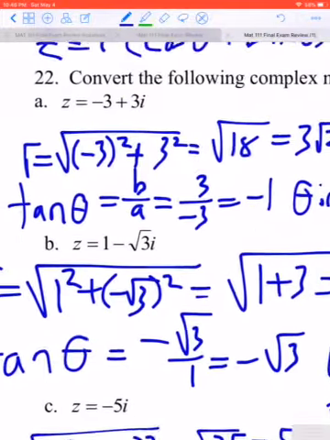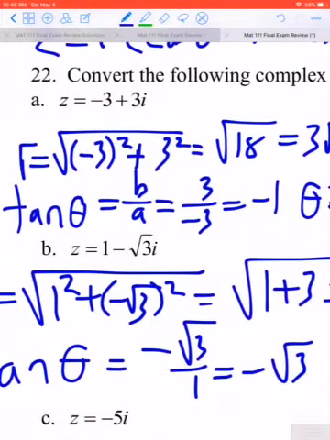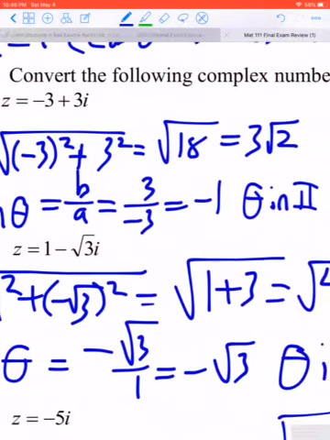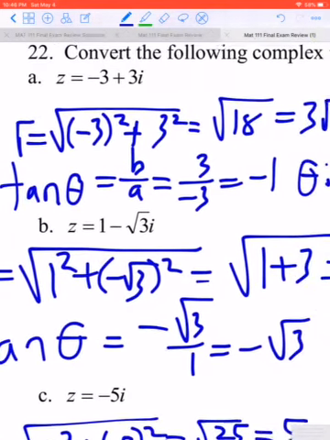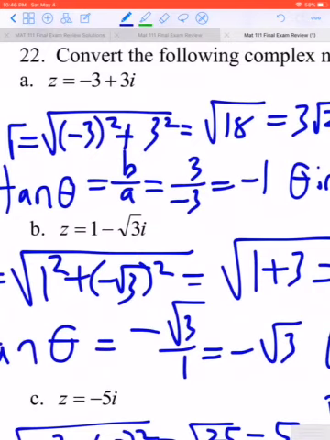For the first complex number, negative 3 plus 3i, we calculate its r value. It's going to be the square root of negative 3 squared plus 3 squared, which will give us the square root of 18, which will reduce to 3 square root of 2. The tangent of theta is going to be equal to b over a, which is 3 over negative 3, which is negative 1. Thus, theta is going to be the angle whose tangent is equal to negative 1.